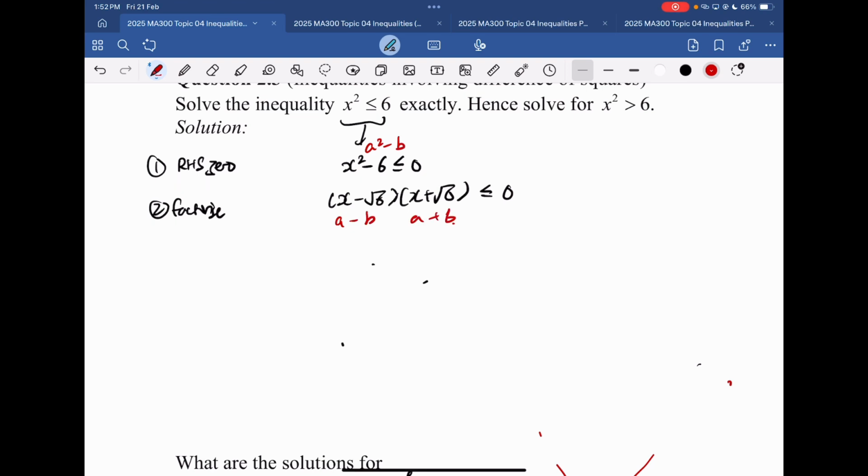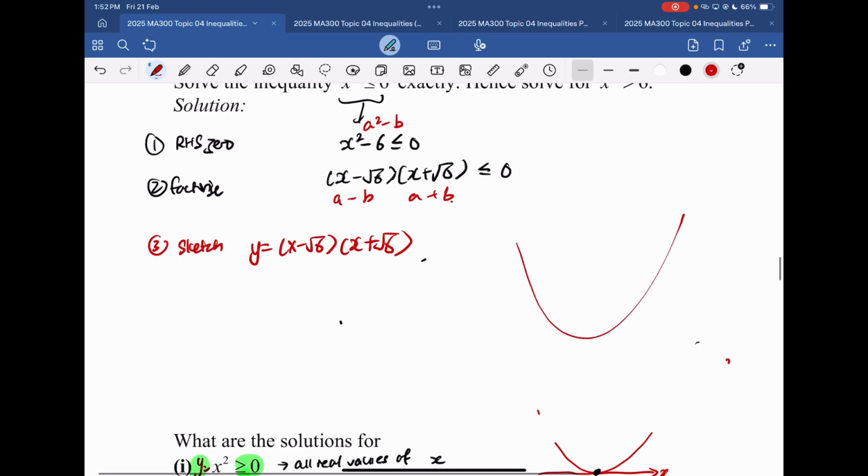So when I look at this graph, you sketch y equals x squared minus 6. Quieten down, okay? How do I sketch this? Very simple. You take the shape, you take the intercept. Shape is what? Happy or sad? Happy. What are the intercepts?